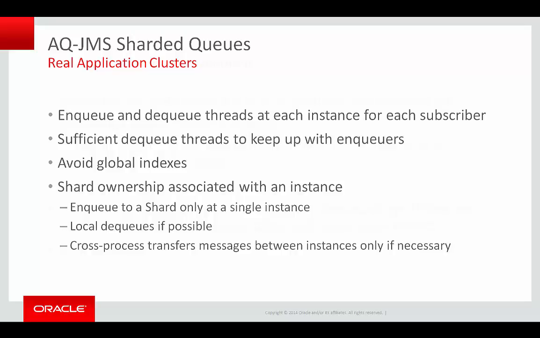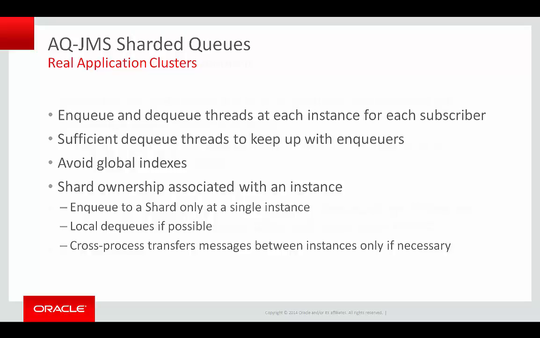Sharded queues make sure that the shard ownership is associated with an instance. You enqueue to a shard only at a single instance. We'll make sure that all dequeues are local if at all possible. But if it's not possible, we have a cross process that transfers messages between instances, but only if it's necessary.